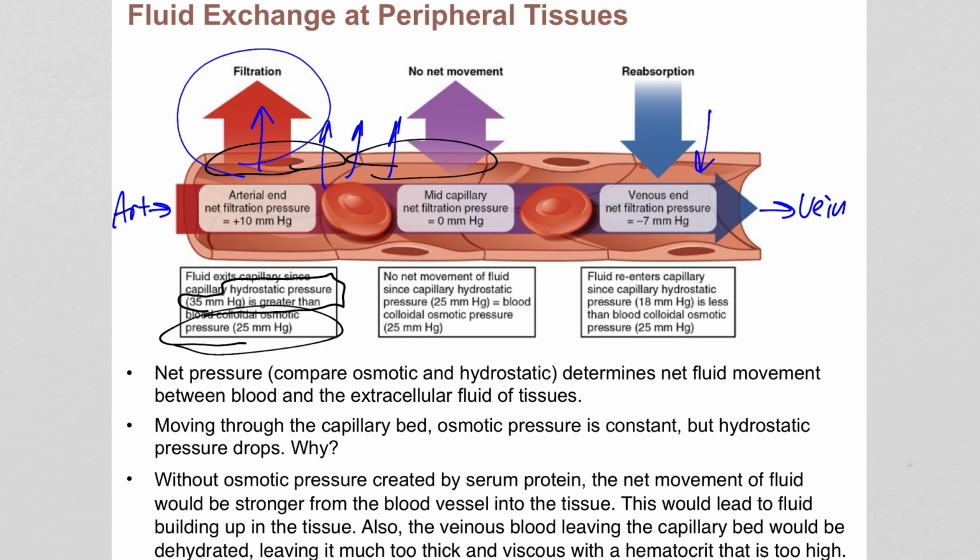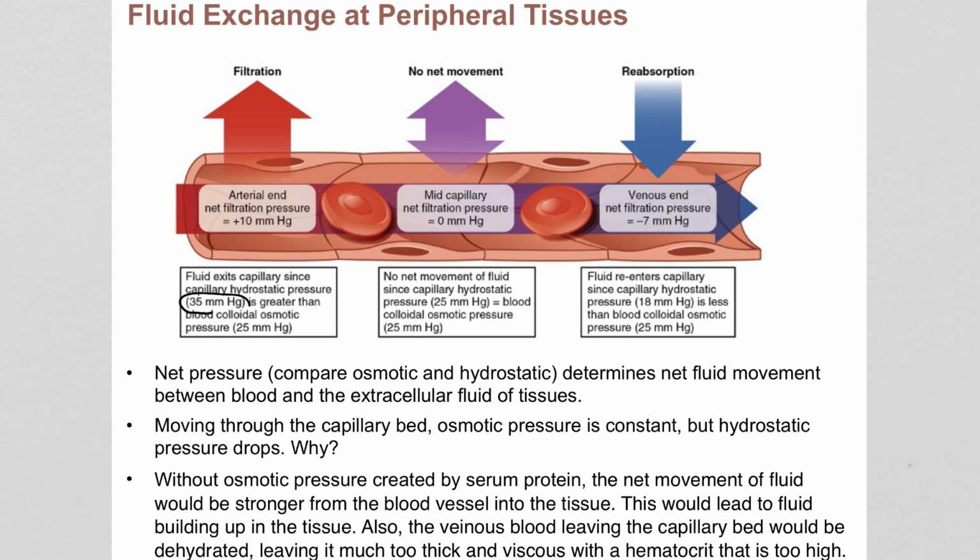Osmotic pressure is something that happens because there's an enormous amount of serum proteins in the blood, and those proteins are trapped in the blood and they can't diffuse out. That creates osmotic pressure to try to draw water back into the capillary, and it balances out hydrostatic a little bit. Okay, so on this end, hydrostatic wins. 35 hydrostatic pushing out, 25 osmotic pulling back in. So the net pressure of plus 10 means the hydrostatic pressure wins, and we get some fluid leaving the capillary bed.